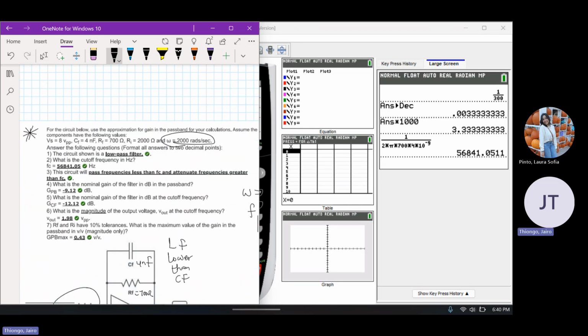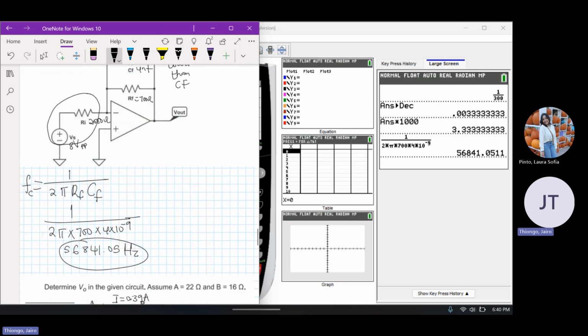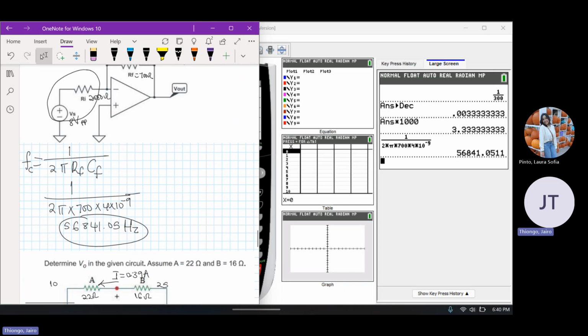5,600. Let's see if it's the correct answer, and it's the correct answer. 5,608.41. For this formula, you just have to memorize it. There's no way to derive it from the given problem. It's 1/(2 pi RF CF).